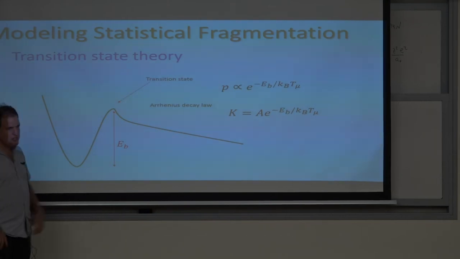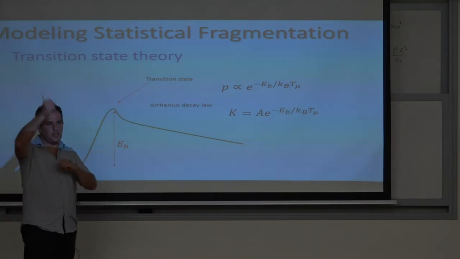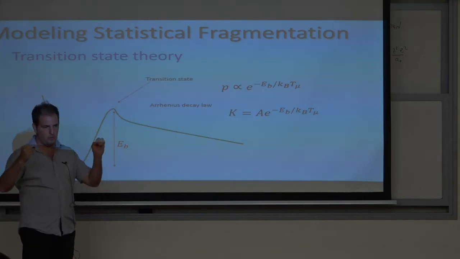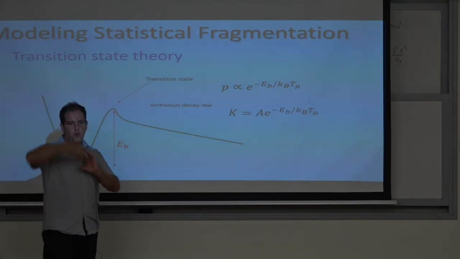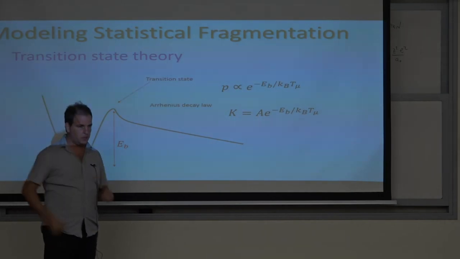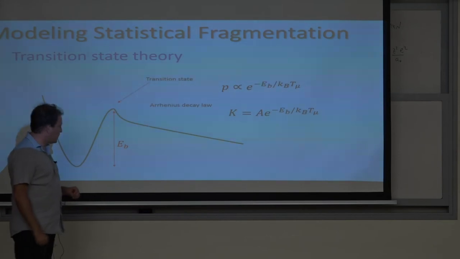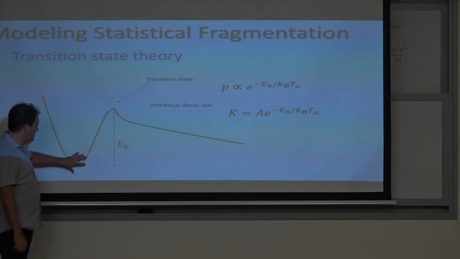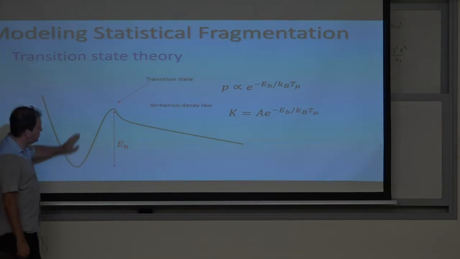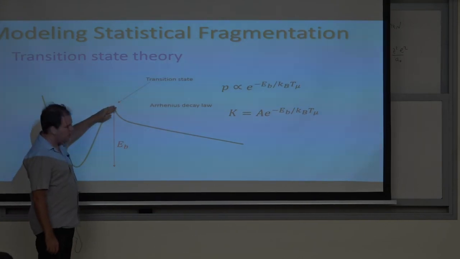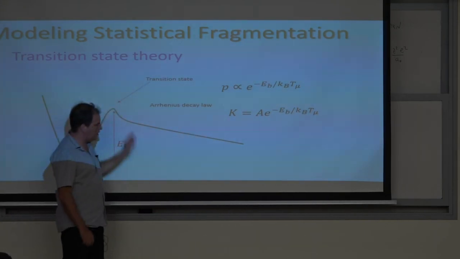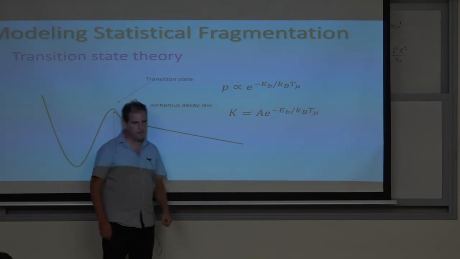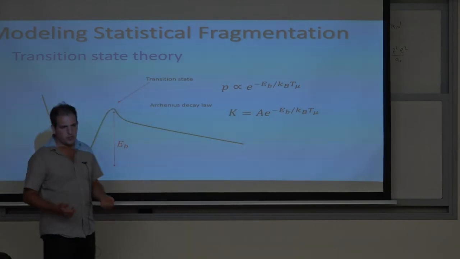Okay, so how do you explain this phenomenon? So let's talk now not about emitting an electron, but about a molecule breaking apart. For instance, a cluster throwing out one of its atoms. Okay, so throwing out one of its atoms means you start here at the ground state and you want to go over some barrier, and then one of the atoms goes away. So what will be the rate for this process?